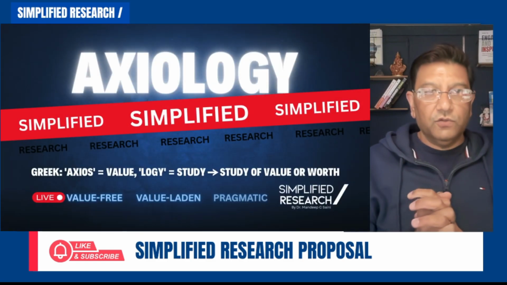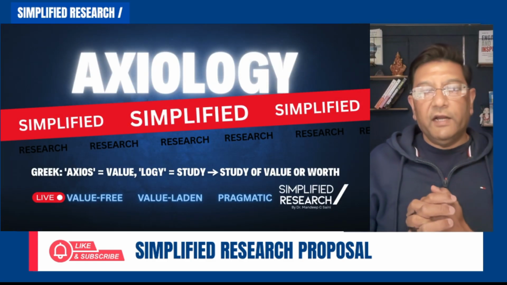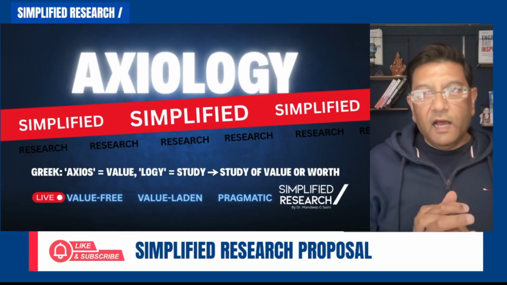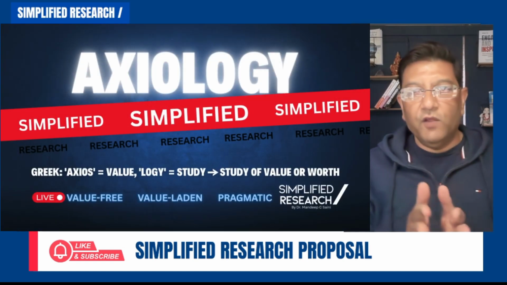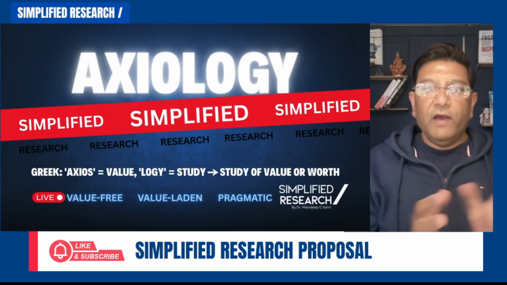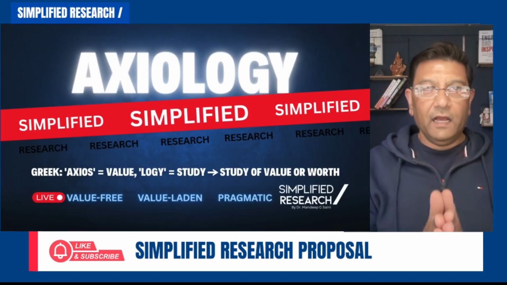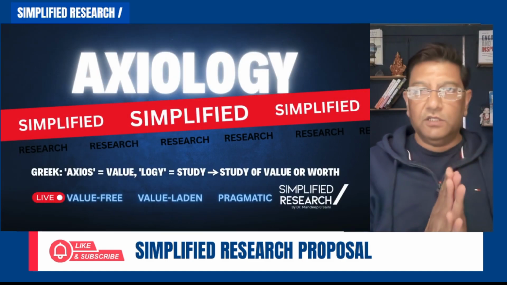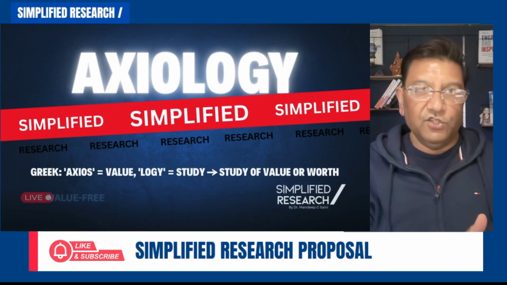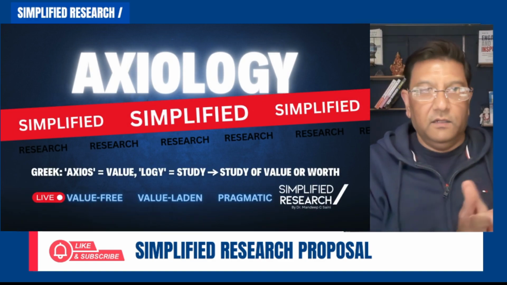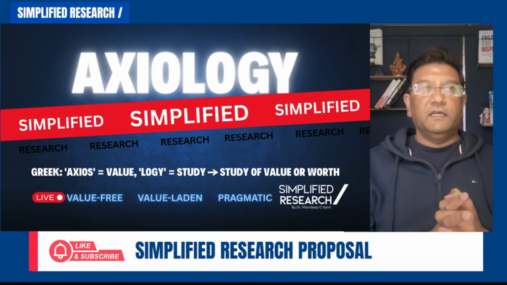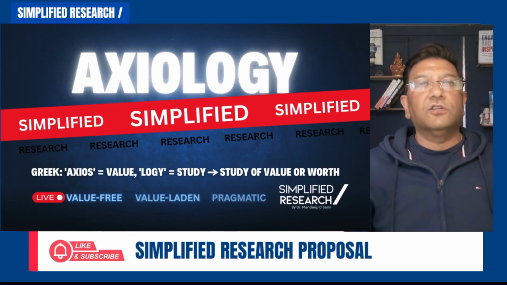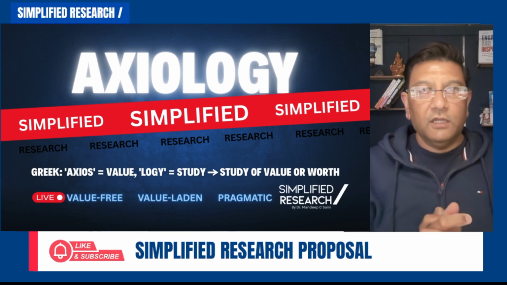But in much research, what we try to do is make it value free. Now there are three different elements in axiology: value free, value laden, and pragmatic. In value free, the researcher is standing outside the research scope and just coming up with the outcome, whatever the literature is saying, whatever the people are saying based on the questionnaire, which is quantitative, or the interviews, which is qualitative.